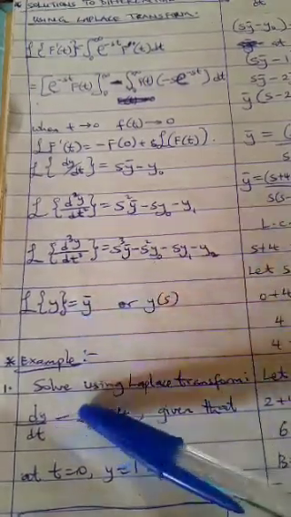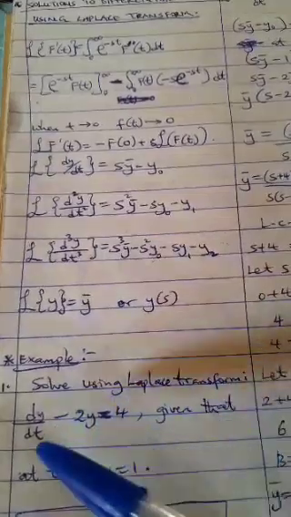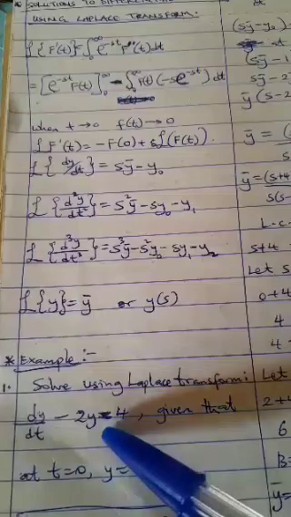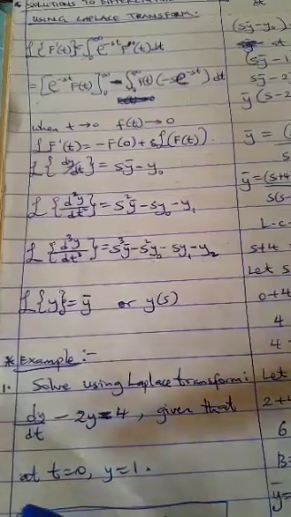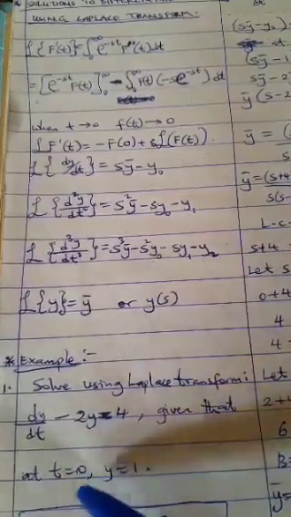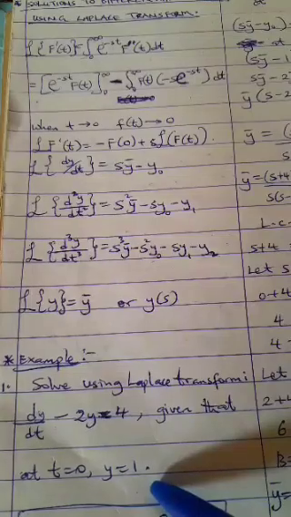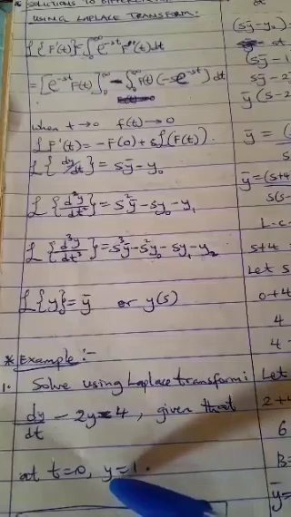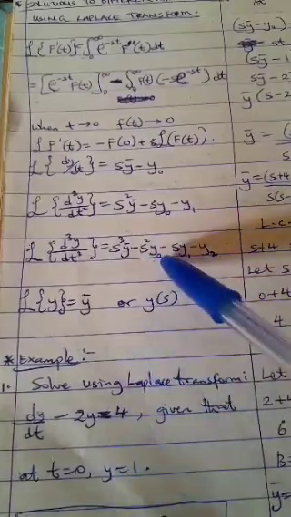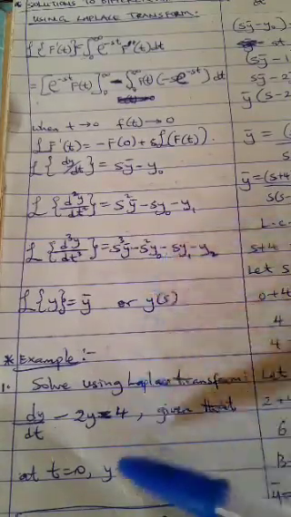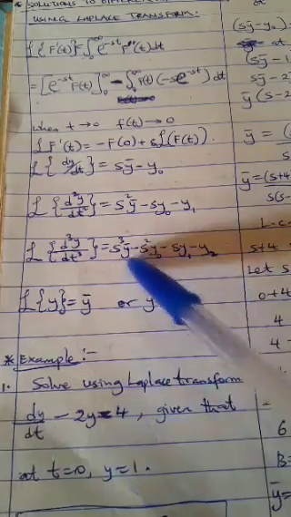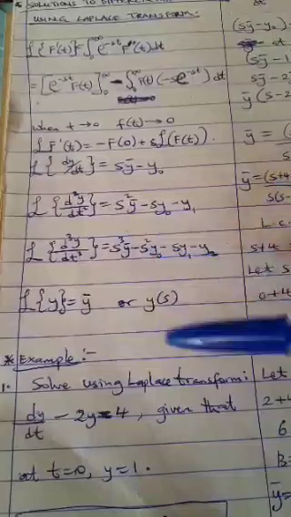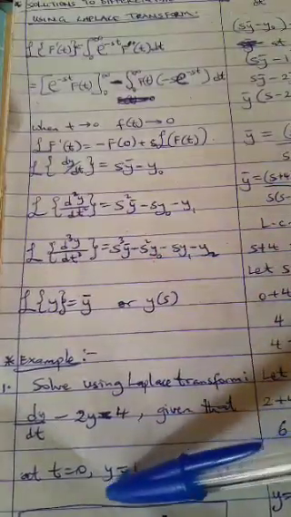So example 1 now. Solve using Laplace transform dy/dt minus 2y equals 4, given that at t equals 0, y equals 1. What you need to know here is that this y equals 1 means your y naught in the Laplace transform. When you transform the differential equation to the Laplace transform, this will be your y naught.